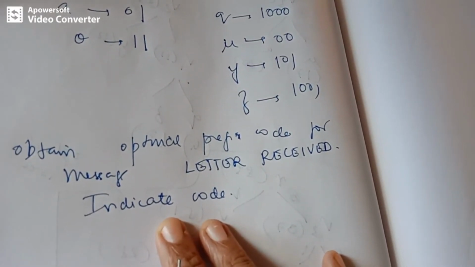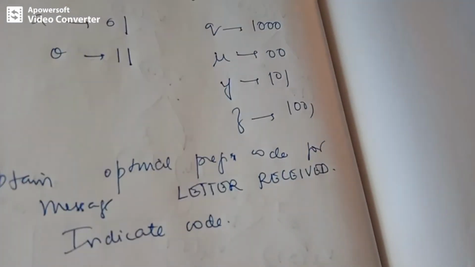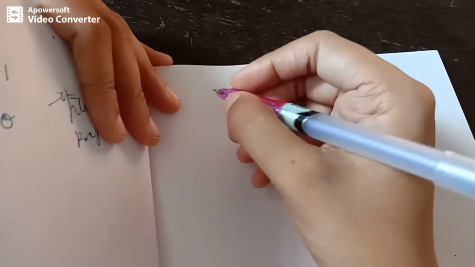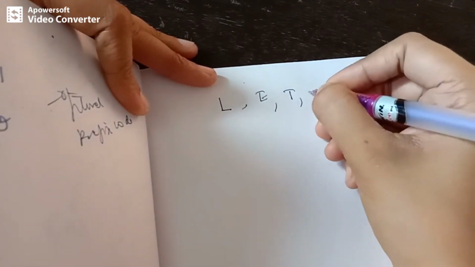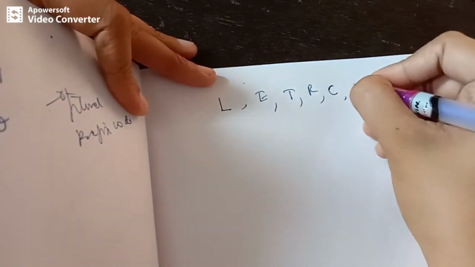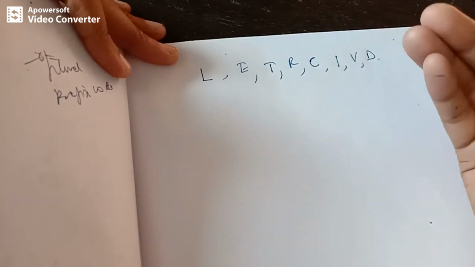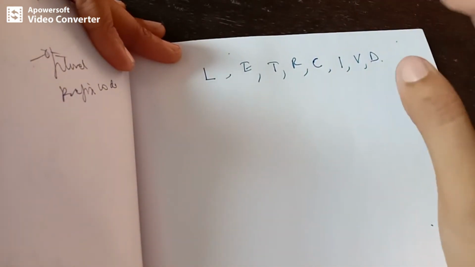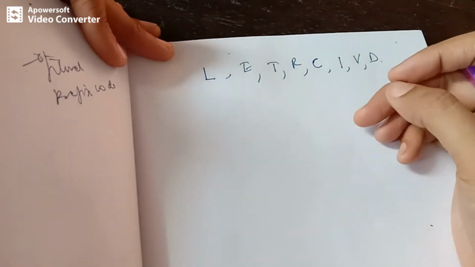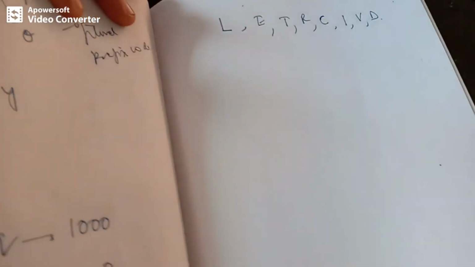So here the weights are not given specifically. What you are going to do here is, first of all, the message consists of these letters: L, E, T, R, C, I, V, D. I am not considering repetitions here. Now these repetitions of the letters denote the frequencies or weights. Got it? We also have to include the blank spaces. Here there is a blank space. This also has to be considered while we construct a tree.